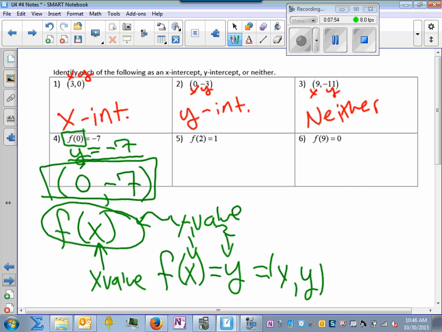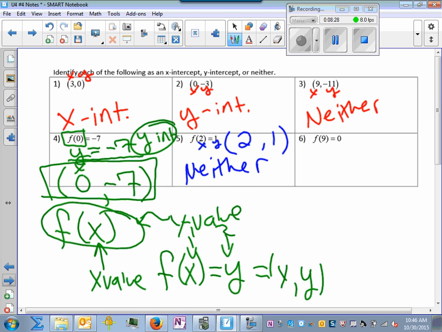Y-intercept. My x is 0, so it's a y-intercept. All right, number 5. How would I write this one as an ordered pair? 2, 1. My 2 is x, my 1 is y. Oops, that's not an x, that's 2. So, is this going to be an intercept? No. Why not? No 0.